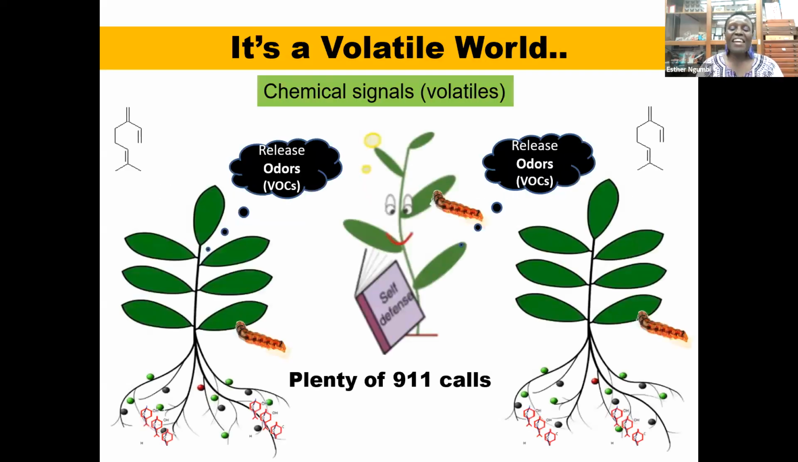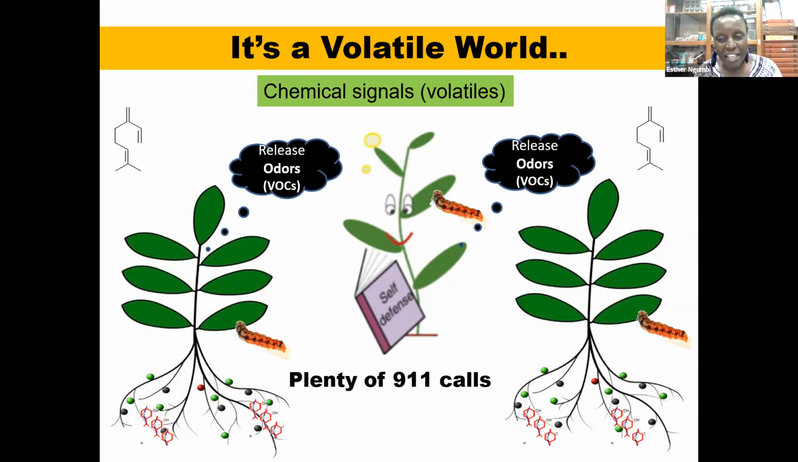So I always say, if at the end of the talk you don't take anything, I would like you just to think of our world as a volatile world. I tend to think of it as when you think of plants, they can't walk, they can't communicate. However, we know that chemical signals, or rather volatiles, are their language. I tend to think of them as 911 calls. So every other second, minute, or hour, a 911 call is going on.